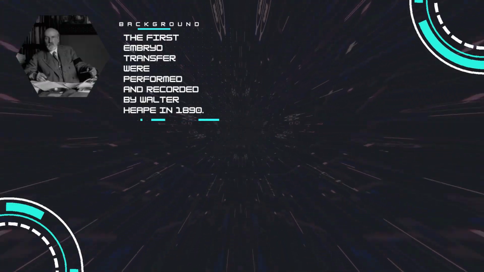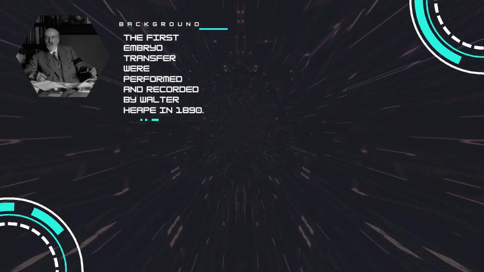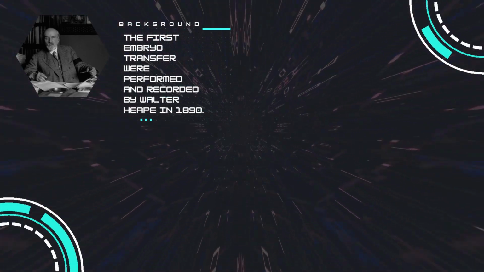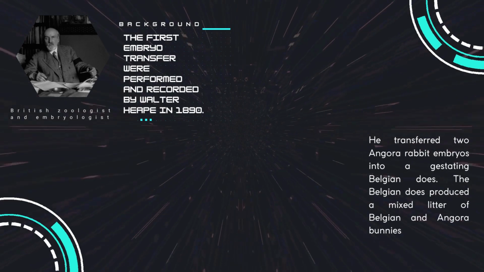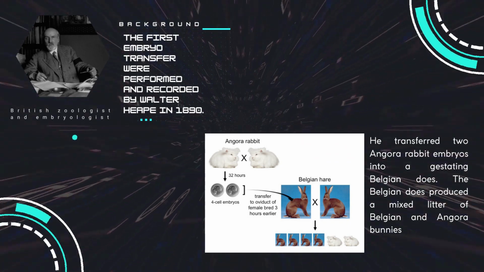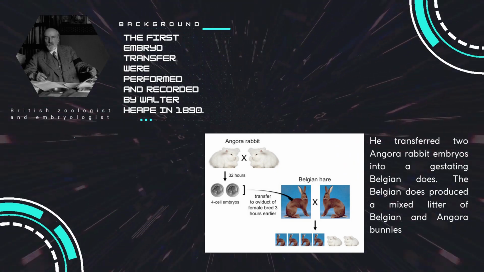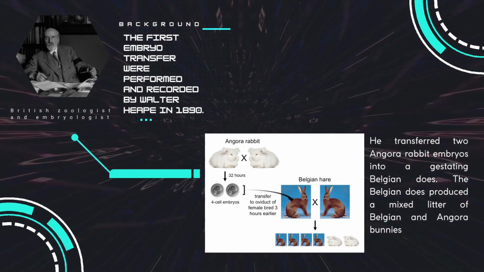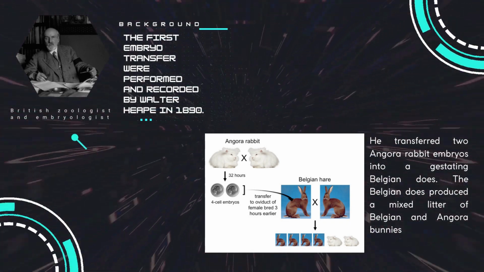Let's take a look at the background of the first embryo transfer. The first embryo transfer was performed and recorded by Walter Heap in 1890. Walter Heap was a British zoologist and embryologist. How did this work? He transferred 2 Angora rabbit embryos into a gestating Belgian doe. The Belgian doe produced a mixed litter of Belgian and Angora bunnies. The picture shows an illustration of how the embryo transfer between Angora rabbit and Belgian doe was done.